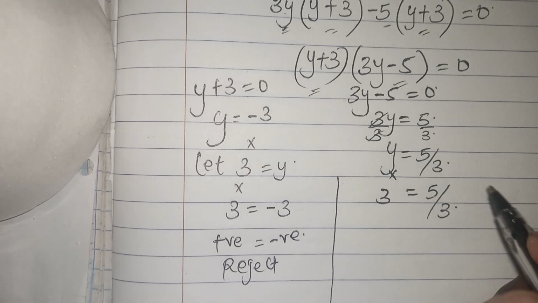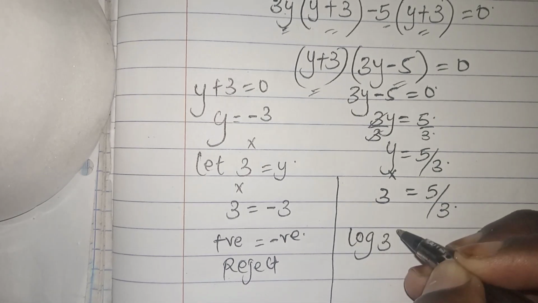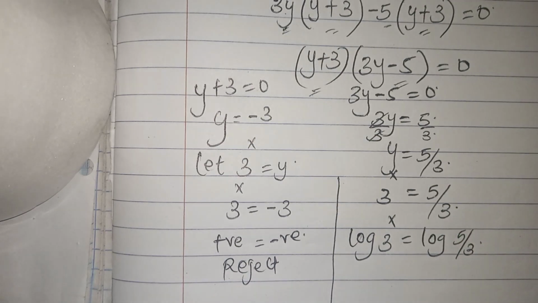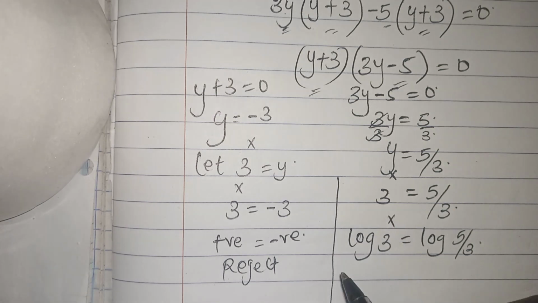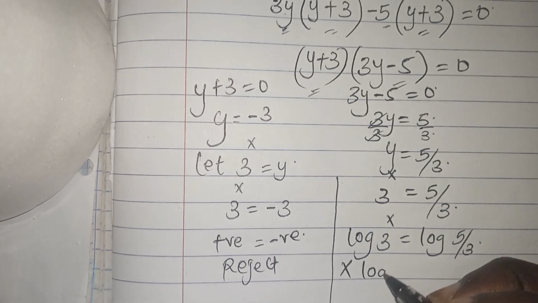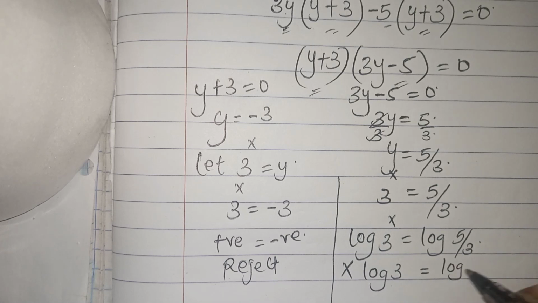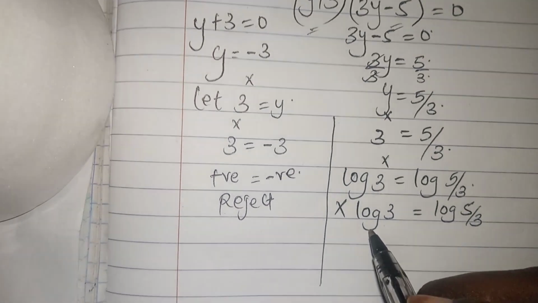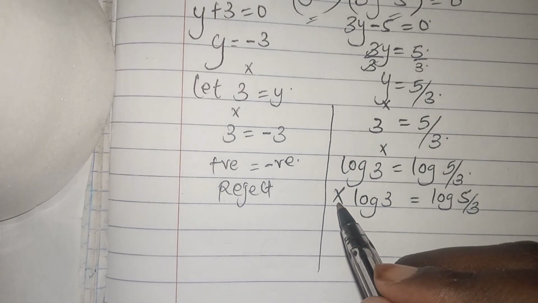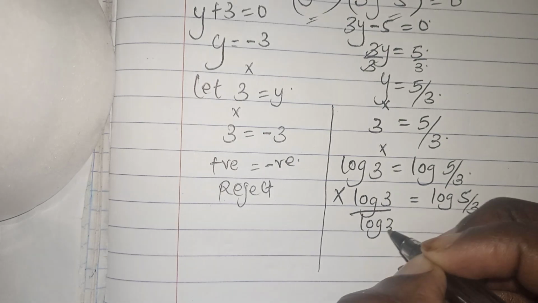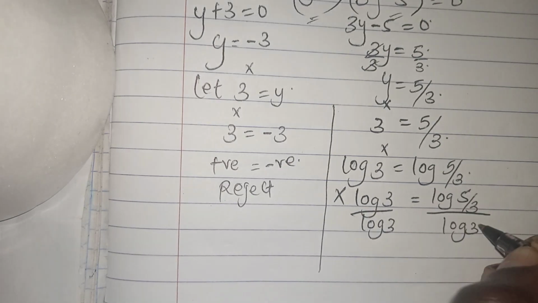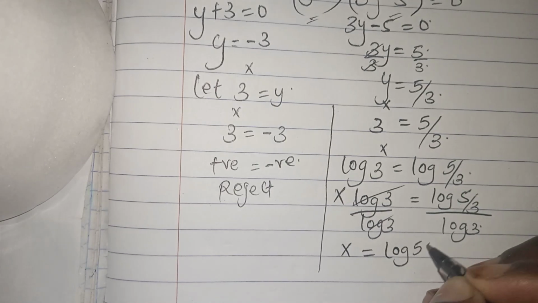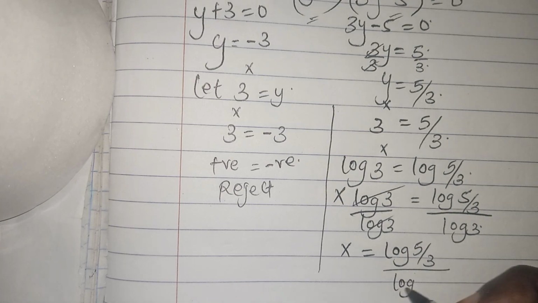So we shall introduce logs. So this will be log of 3 to the power of x is equal to log of 5 over 3. Right? So our next step is to bring this power here before the log. So x log 3 is equal to log of 5 over 3. Our next step is to divide both sides by log 3 so that we can remain with x. So divide by log 3, divide by log 3. So this and this will cancel. x is equal to log of 5 over 3, all over log 3.